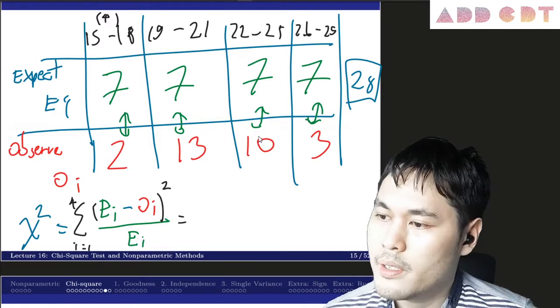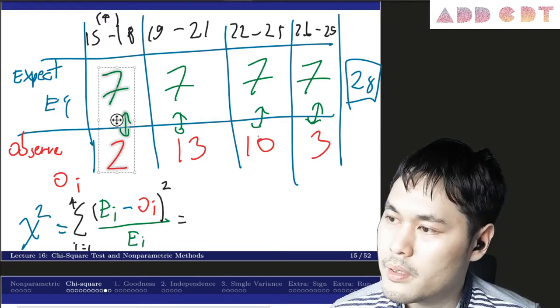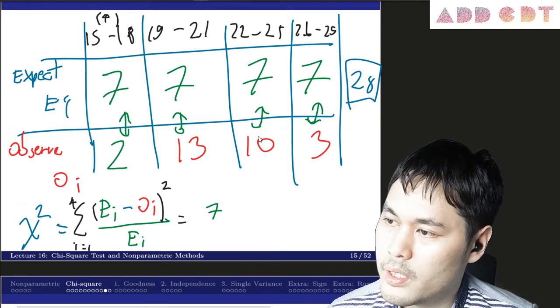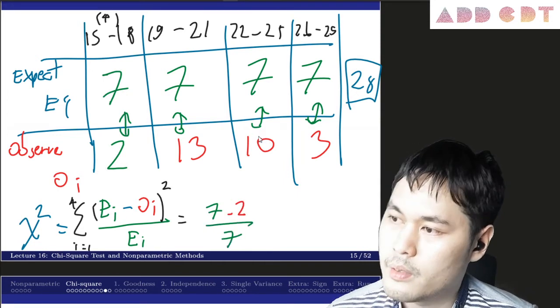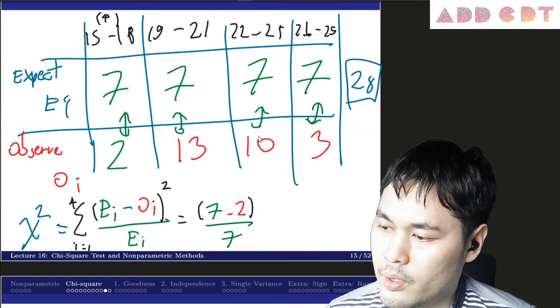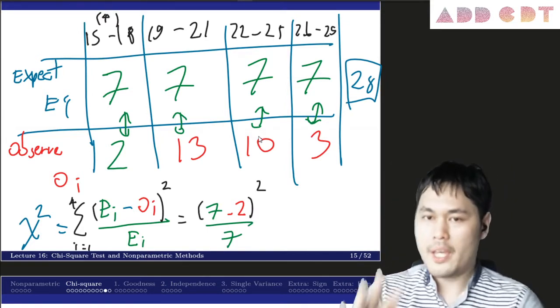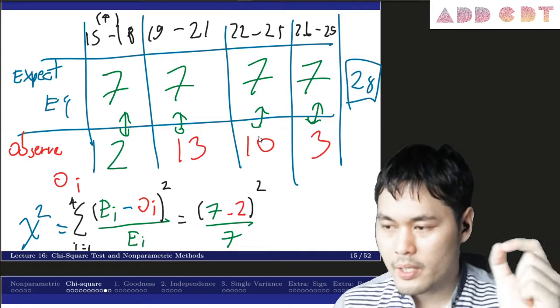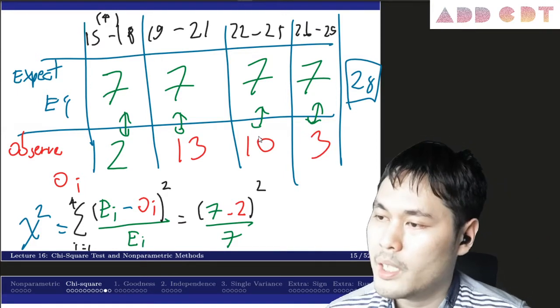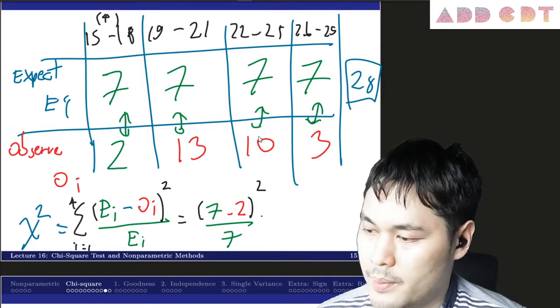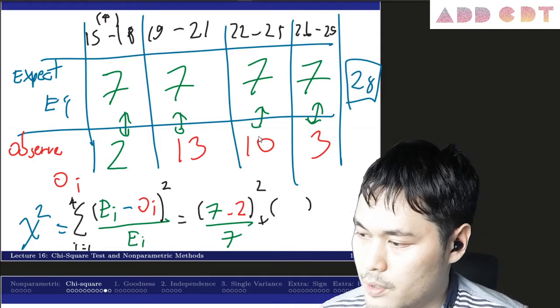The first one is here. Simply you take 7 and subtract 2, the whole thing squared, and then divide by 7. It's as simple as that. The squared difference, normalized by dividing by the expected size. So you do the same for the rest.